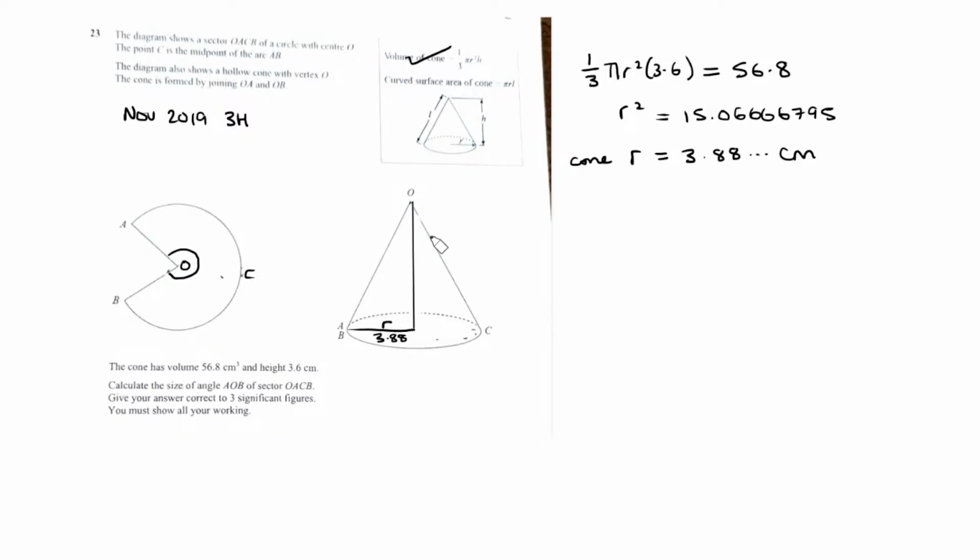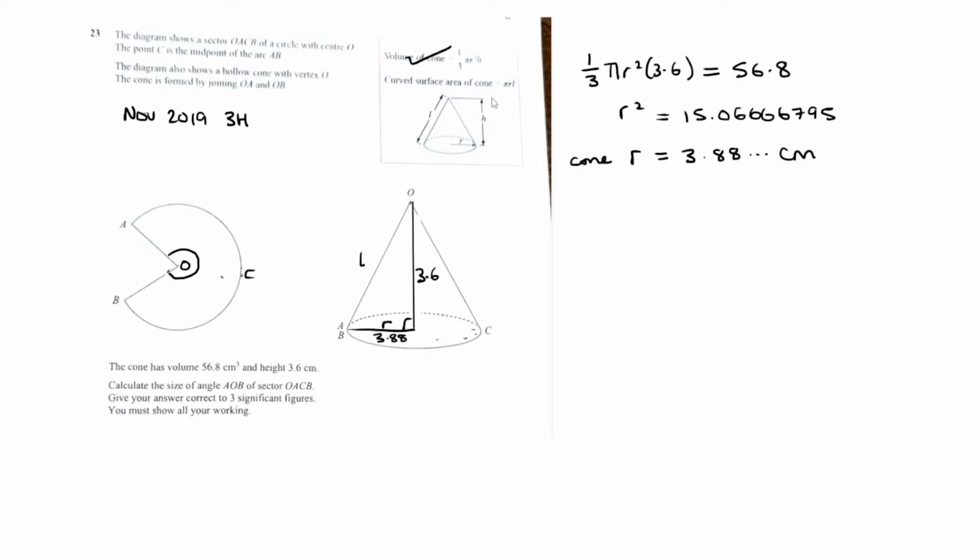If I draw a line there, I know this is a 3D shape, but just imagine it's a 2D triangle. I know this base number, don't I? That's the radius, 3.88, and I also know the vertical is the height, 3.6, and the one I want to find out is the length. So in this case, we've just got Pythagoras. Just think of it as a 2D triangle. Don't worry about it being a 3D shape.